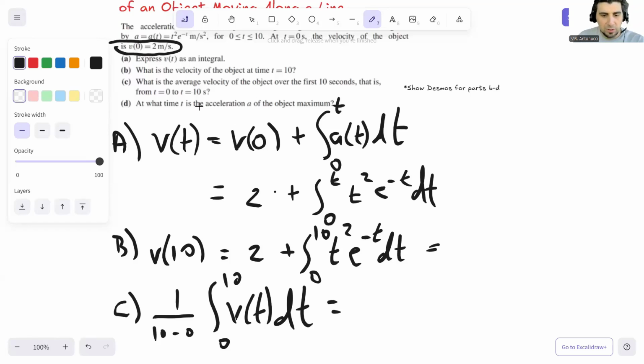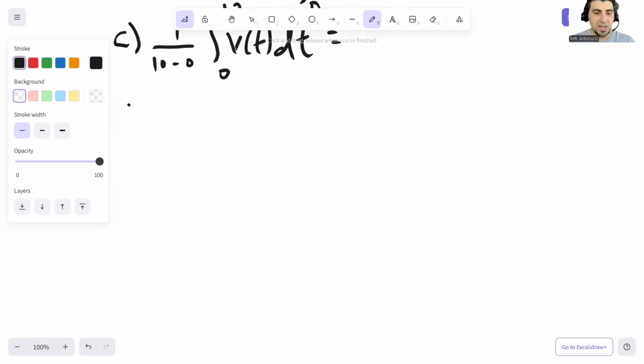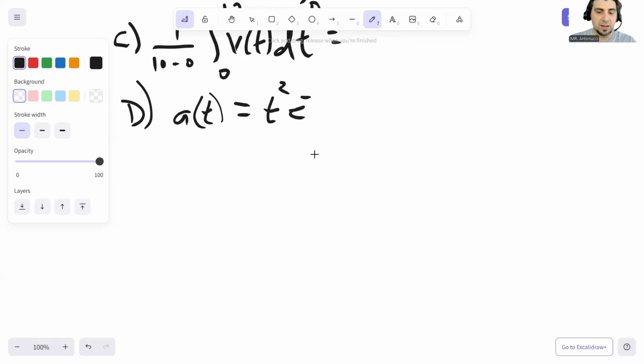So part D, at what time t is the acceleration of the object maximum? Okay, so for D, to figure that out, the acceleration function was given as t squared e to the negative t. The maximum value of acceleration is going to be when the derivative changes from positive to negative. And also we got to check the endpoints because this is a closed interval from 0 to 10.